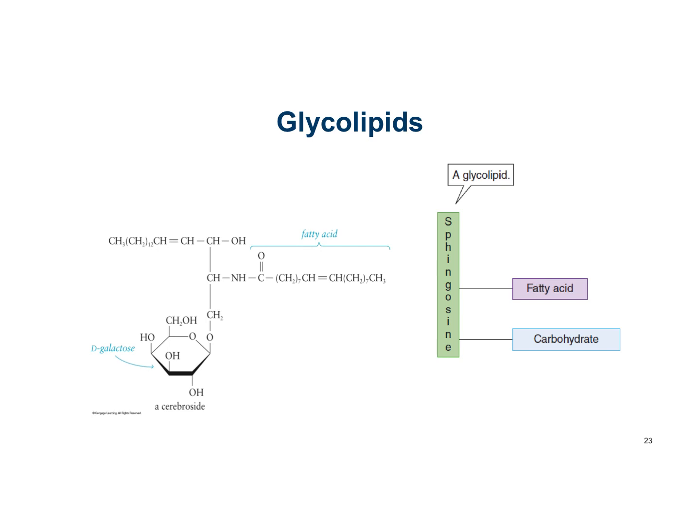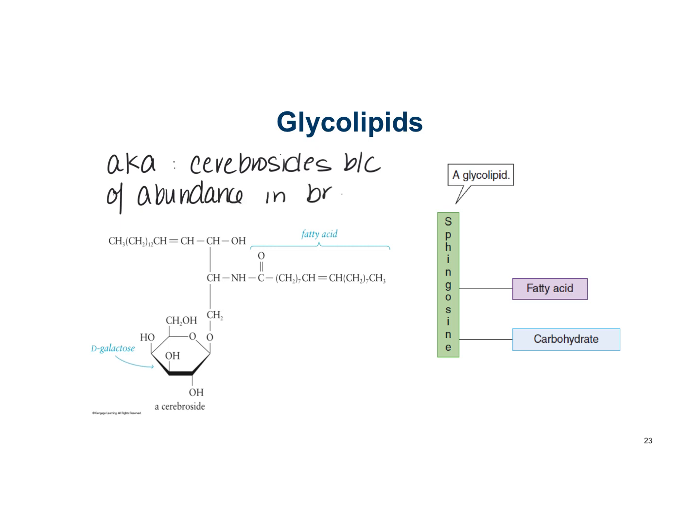Glycolipids are often called cerebrosides because of their abundance in brain tissue. Right? And these do not contain a phosphate.